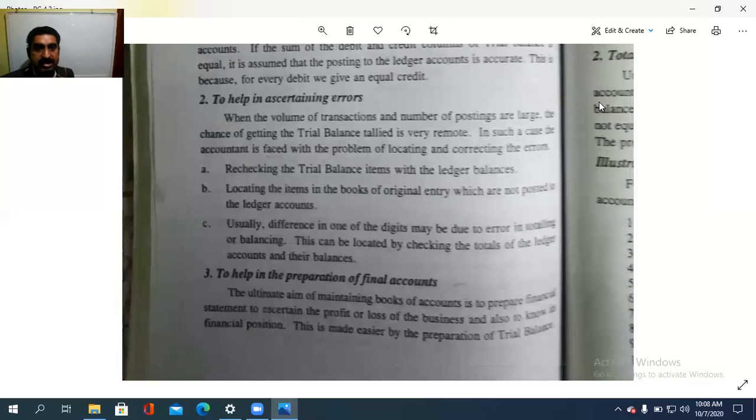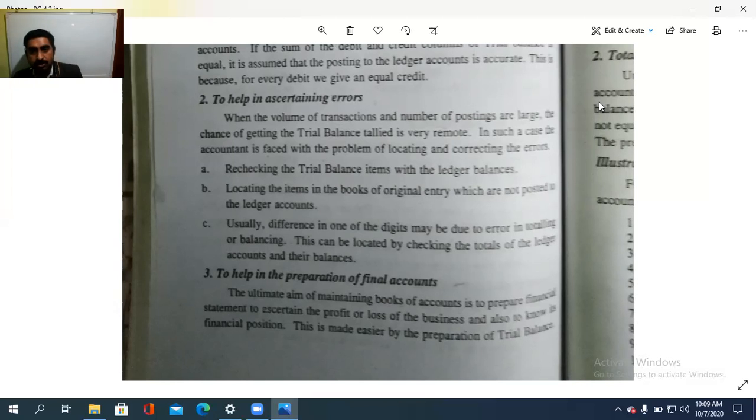Then to help in ascertaining the errors, തെറ്റുകൾ കണ്ടുപിടിക്കാൻ എളുപ്പത്തിന് പറ്റും. അതായത് when the volume of the transaction and number of postings are large, chance of getting the trial balance tallied is very remote. In such a case, the accountant is faced with the problems of locating and correcting the errors, like rechecking the trial balance items with the ledger balances. അതാണ് എന്തേലും ചിലപ്പം 18 എന്നുള്ളത് 8 എഴുതിയിട്ടുള്ളൂ എന്ന് വെച്ചു, തെറ്റിപ്പോയി. 8 എന്നുള്ളത് 10 എഴുതി അറിയാതെ. അപ്പൊ എന്താ 2,000 ഇൻക്രീസ് കണ്ട് ബാലൻസ് വരും. അതുകൊണ്ടാണ് റീചെക്കിംഗ് ദ ട്രയൽ ബാലൻസ് വിത്ത് ലെഡ്ജർ ബാലൻസസ്.